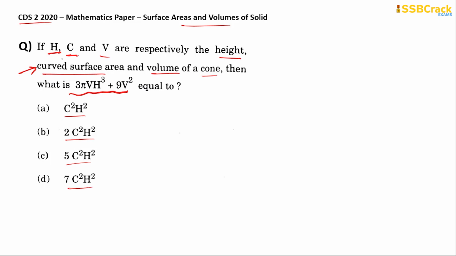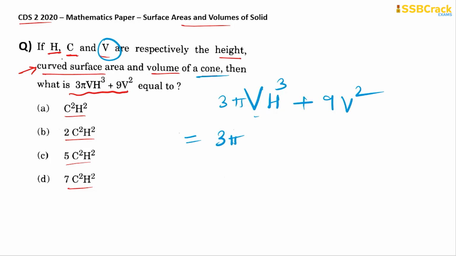We'll start with the given expression: 3 pi capital V capital H cube plus 9V square. This equals 3 pi times V, where V is the volume of the cone. The volume of a cone formula is 1 by 3 pi r square h. For radius they did not give a notation, so we take small r. For height they have given the notation h. This is multiplied by the remaining part, h cube.